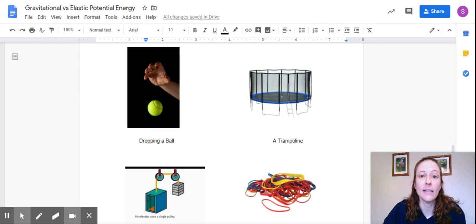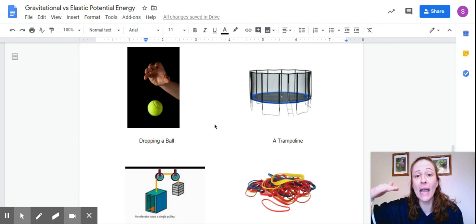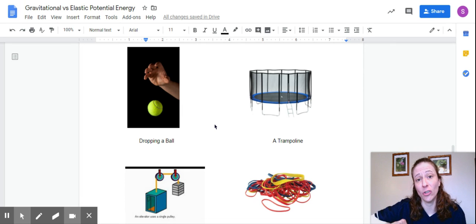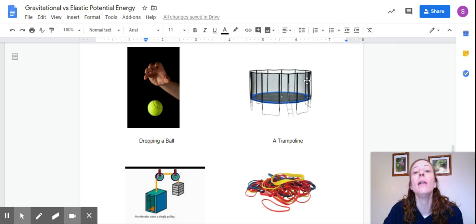Now you see this individual who is dropping this tennis ball. And remember, we said if you're holding something up high, that's considered gravitational. So this is an example of gravitational potential energy. The trampoline, when you're jumping on that, you're stretching out the fabric in the trampoline. So this is going to be elastic potential energy.